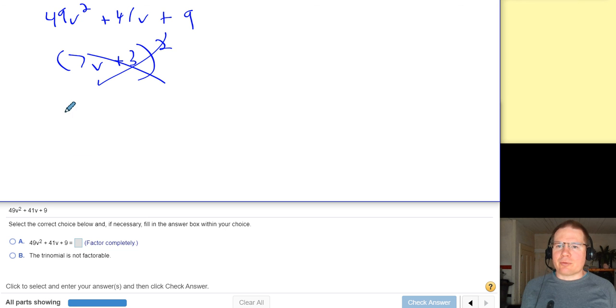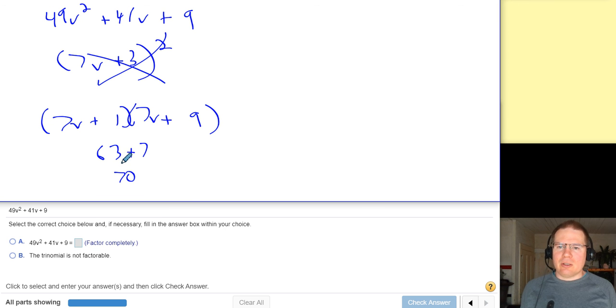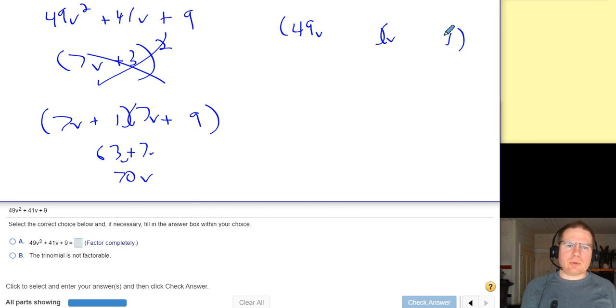So how else can I factor 49? Well, 7v and 7v sounds good. 9, maybe instead of 3 times 3, it's 1 and 9. So there's 49v squared and 9. 7 times 9, that's 63 plus 7, that's 70v. Nowhere close to 41v. All right, well, instead of 7 and 7, these are both prime. My only other choice here is 49 and 1. Now 9 times 49 is a huge number. That's going to be way too high. So maybe it's 1 and 9.